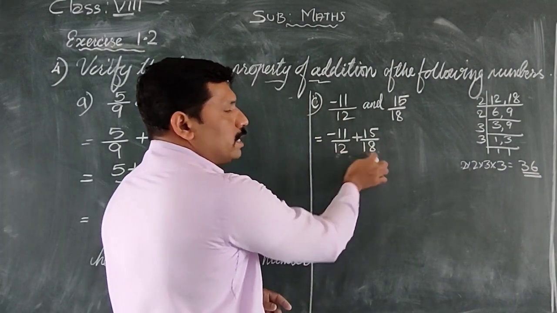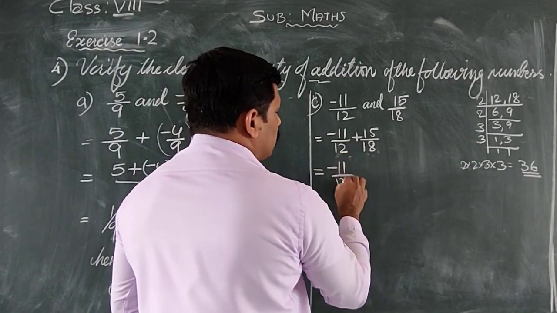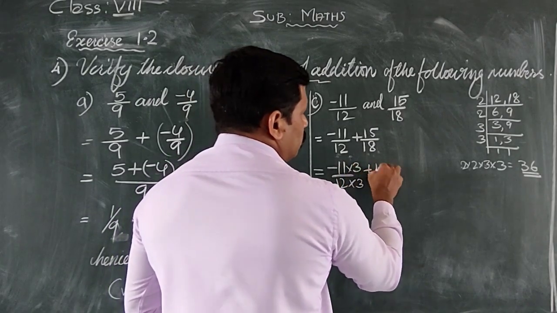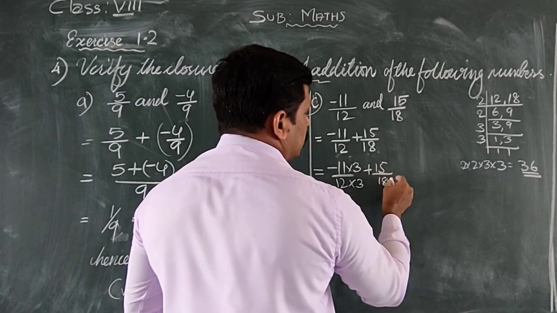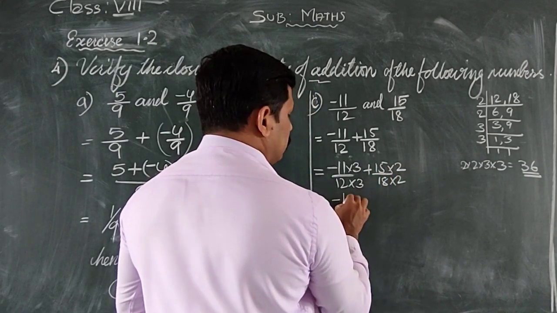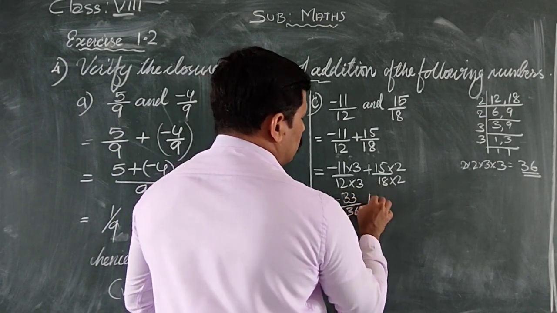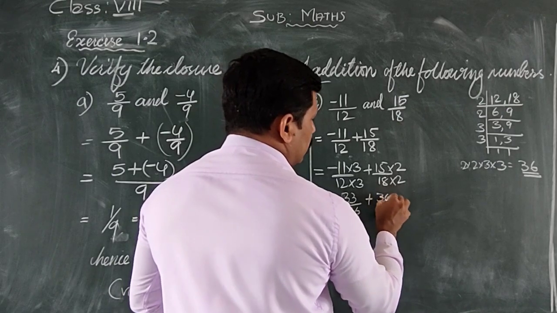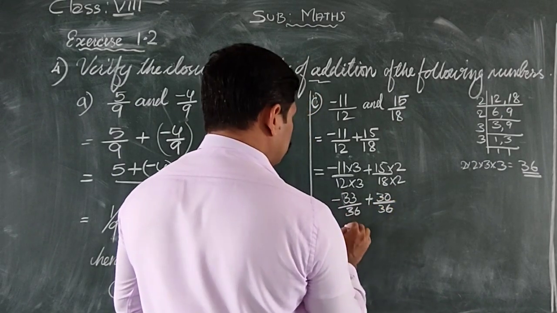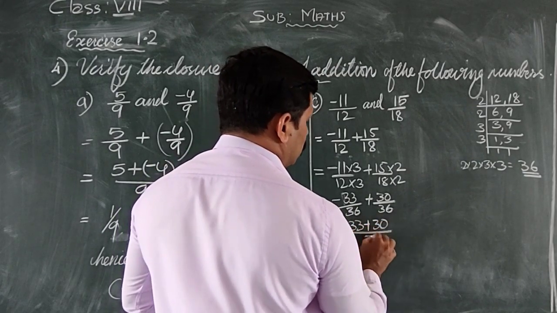This 36, both the denominators we want to make 36. So we multiply it, 12 multiplied by 3, 12 3s are 36, plus 15 upon 18, 18 2s are 36. Therefore we get negative 33 upon 36 plus 15 2s are 30 upon 36. That is equal to negative 33 plus 30 upon 36.